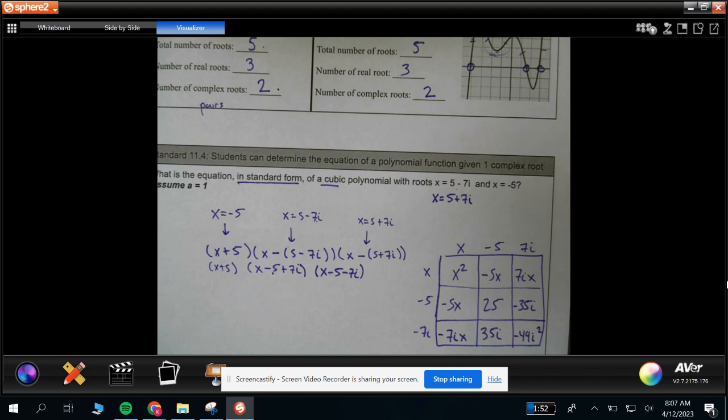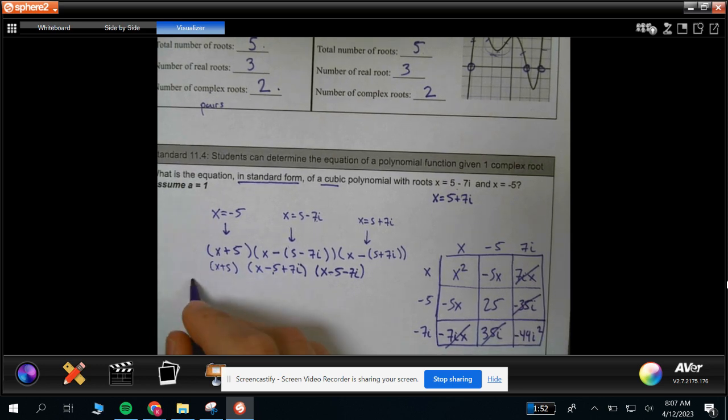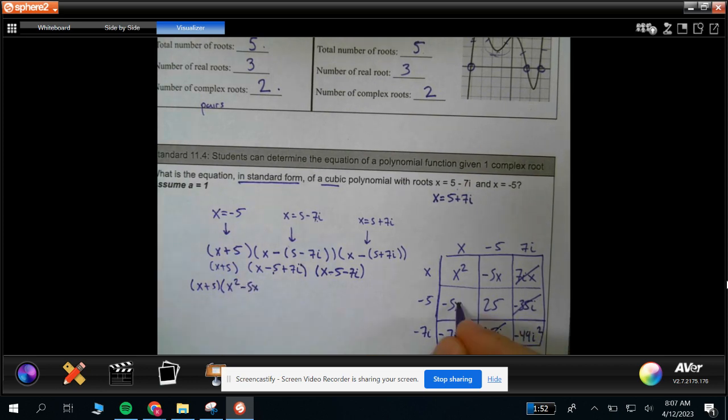Okay, you may notice there's a bunch of stuff in here that are opposites, that is going to cancel. What cancels? 7ix and negative 7ix. What else cancels? Negative 35i, positive 35i. So what are we left with? Don't forget about the x plus 5. It's still hanging out there. Well, I've got x squared minus 5x minus 5x plus 25 minus 49i squared.